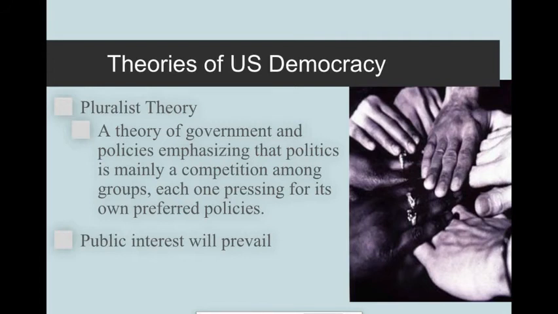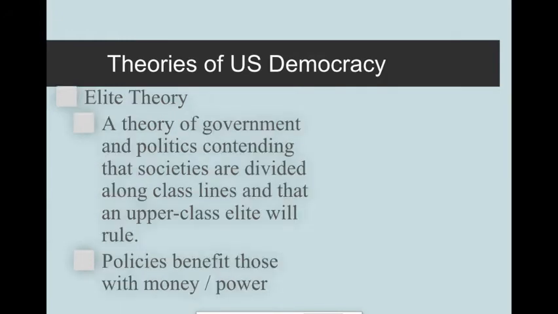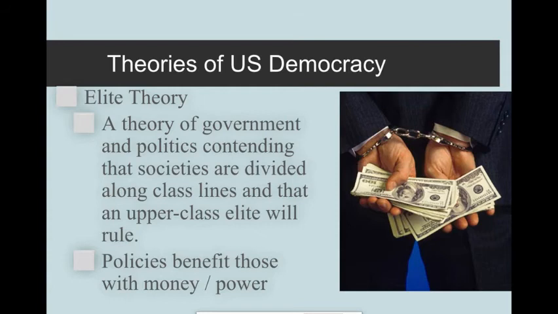Then we have public interest. Okay, we have participatory democracy, which is a broad participation in policies and civil society. All right, civil society is the voluntary associations of independent governments. Then we have an elite theory. This theory of government and politics basically says that society is divided along class lines and that an upper class elite will rule and make the policies. This says that policies benefit those with money and power over the majority.